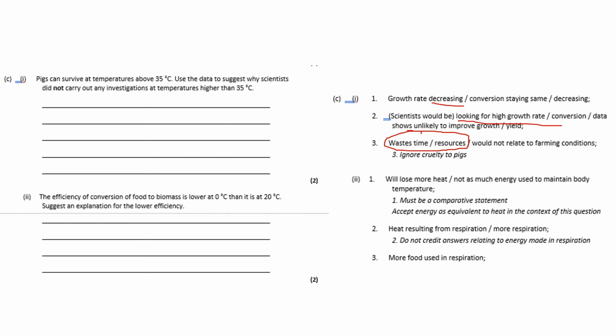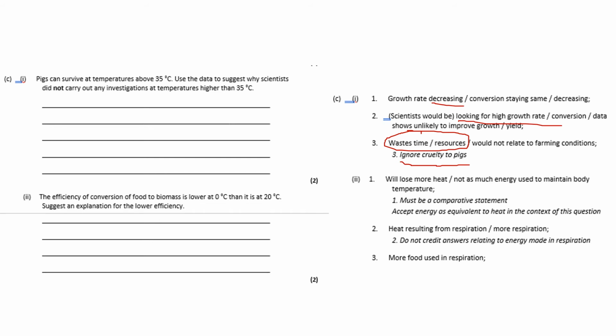Okay, it does say here, ignore cruelty to pigs. That is not one of the marking points. I'm sure a pig would be relatively comfortable above 35 degrees. We don't know, but that's not one of the marking points here.